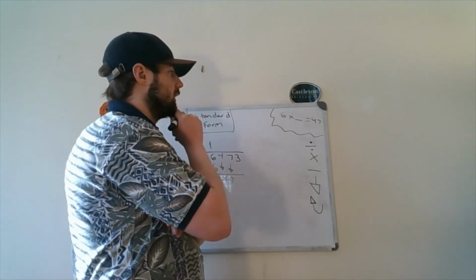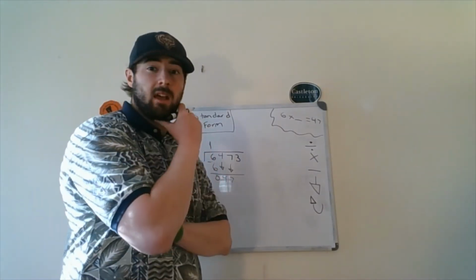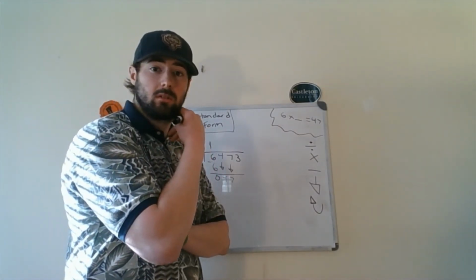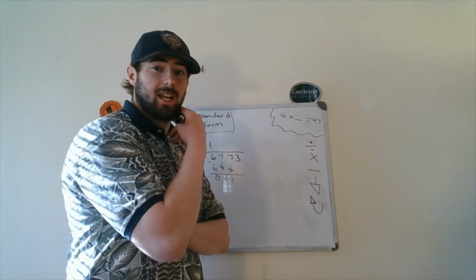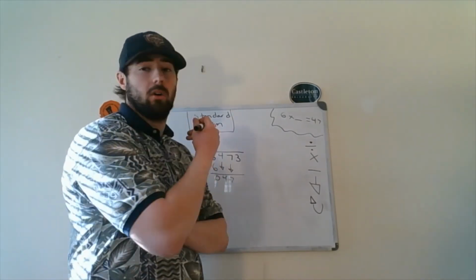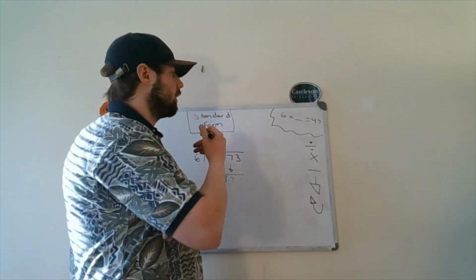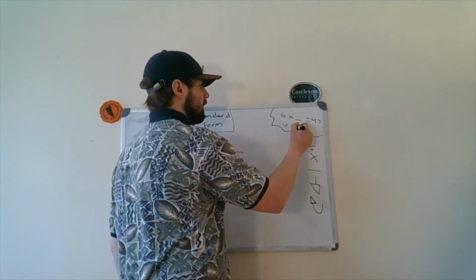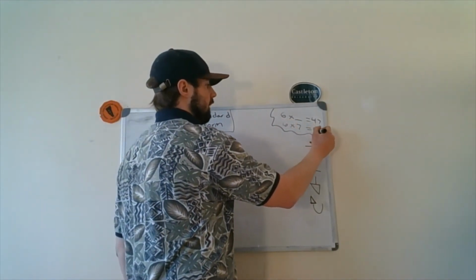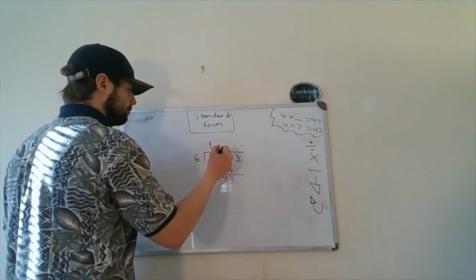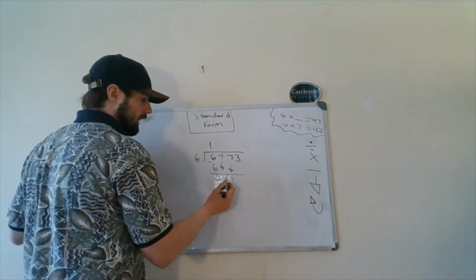6 times 6 is 36. 6 times 7 is 42. 6 times 8 is 48. Oh, 48 is way too big. So 6 times 7 will give me 42. Let's do that.